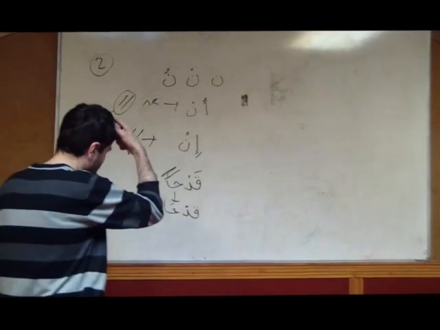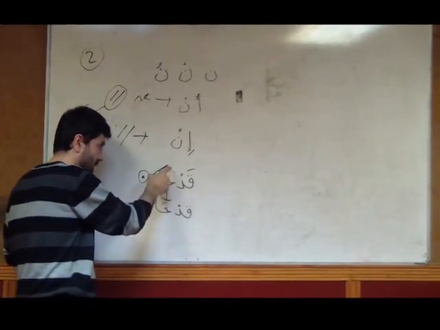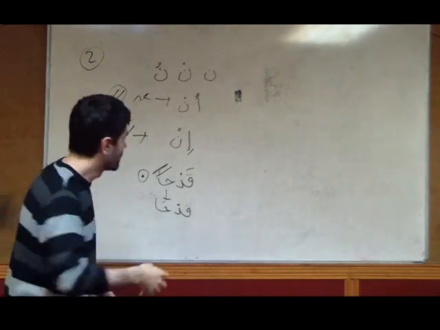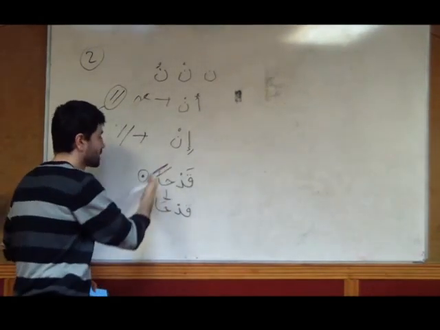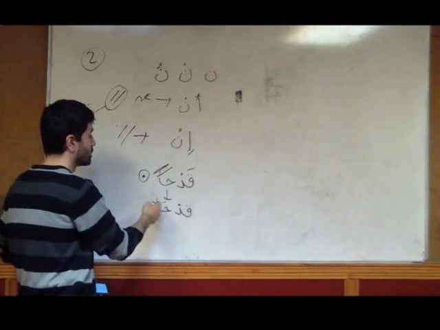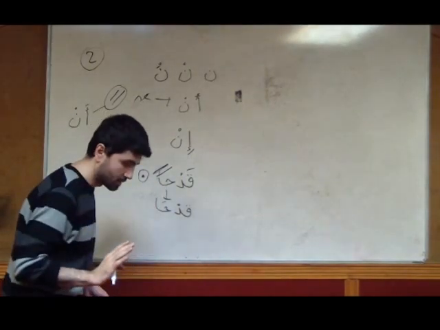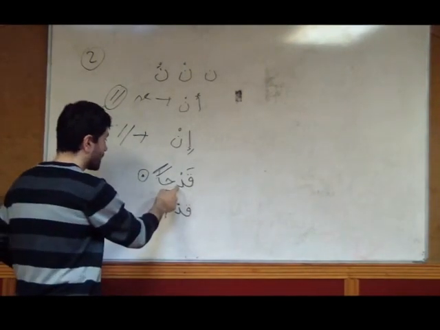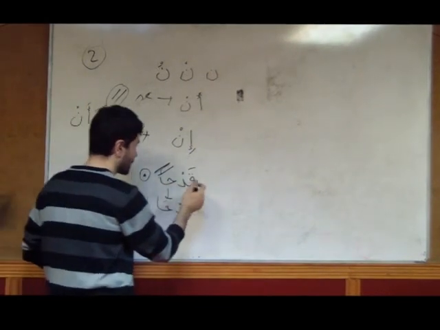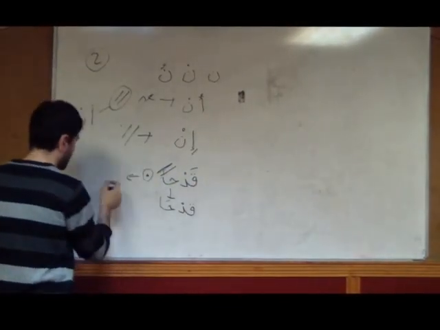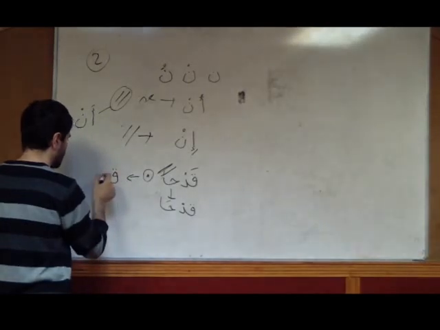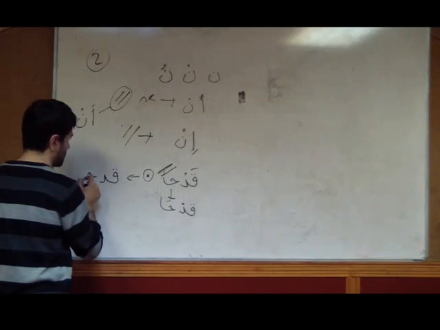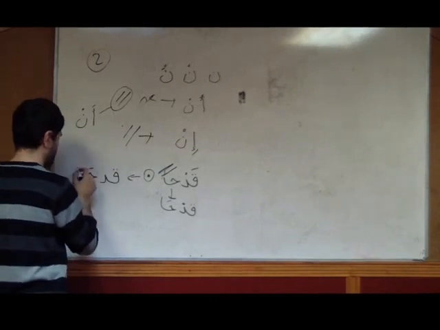Whenever you see tanween, like this is fathatain, two fathas, when you see this and then you want to stop, you stop as Qadha, like this. If you want to carry on, you say Qadhan. And you write that as Qadhan, like this. You see?